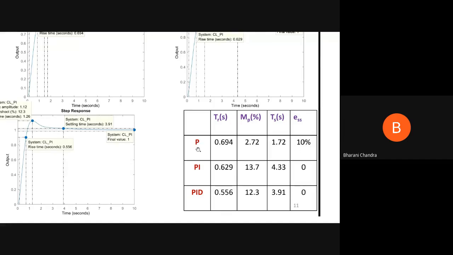Otherwise, the proportional controller is a very simple controller. Only one controller is required, and the remaining time domain properties are very nice. As soon as I use the integral control, the PI controller, you can see that the steady state error has vanished.